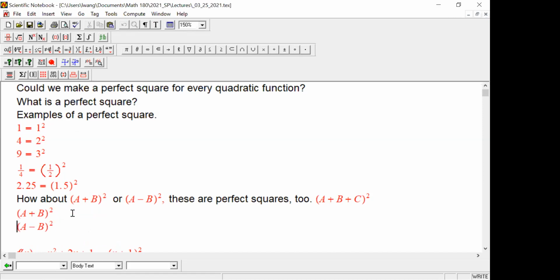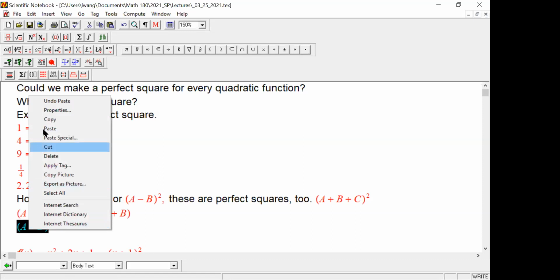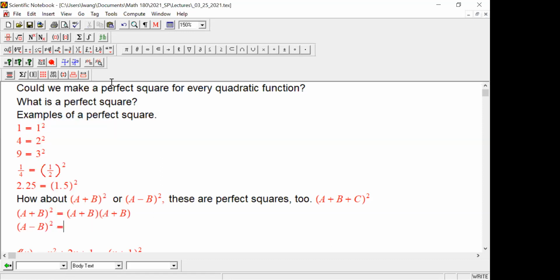We should be fairly familiar with these cases. We learned this in elementary algebra. So how does it look? Do you know how to FOIL? Could you FOIL them, please?